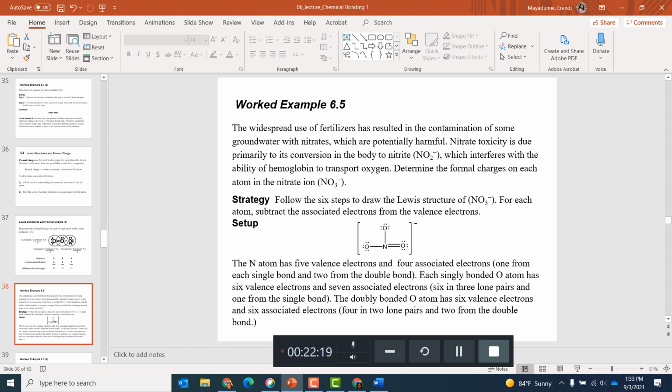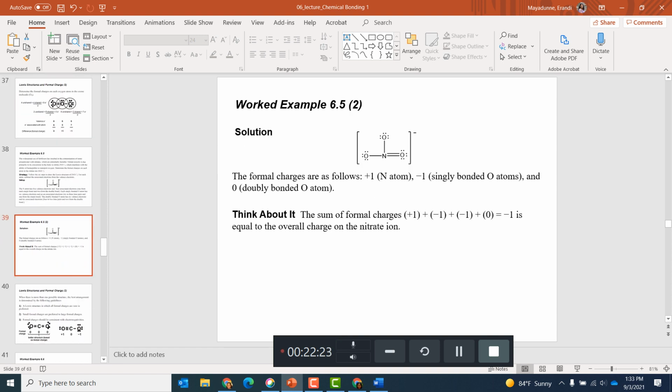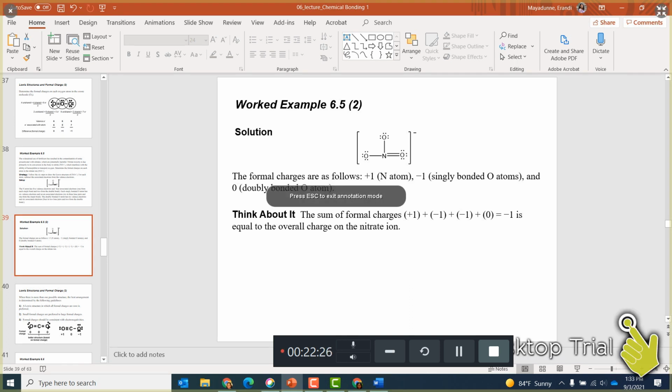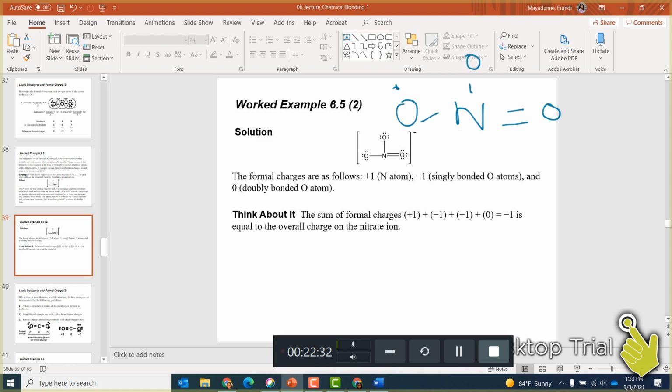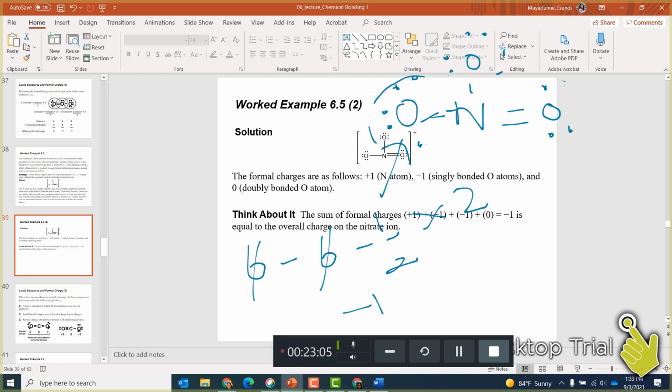So now, in order to do that, you take the nitrogen, and you have oxygen, O, 1, 2, 3, 4, 5, 6, 1, 2, 3, 4, 5, 6, 1, 2, 3, 4. So you have all these. And then for this oxygen atom, you do 6 minus 6 minus half of 2. Because 6 is the valence electrons of oxygen, 6 is the non-bonding electrons, and minus half of the bonding pair, that is 2 electrons. So it's negative 1.